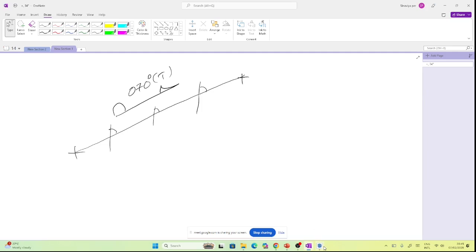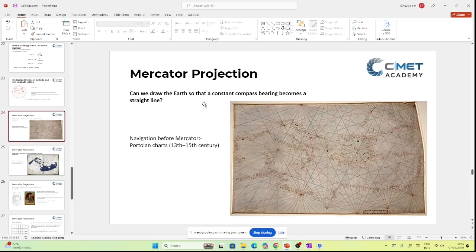That is why this problem was an issue even in the 1600s. Before the Mercator projection came in, the answer for this question was the Mercator sailing. So before the Mercator projection came in, you can see. Can you see my screen, guys? The presentation.